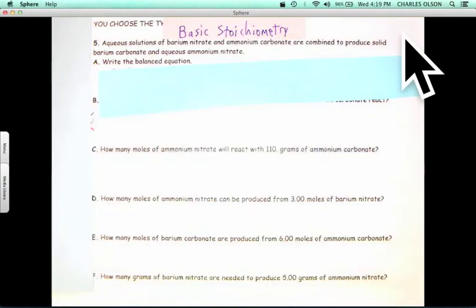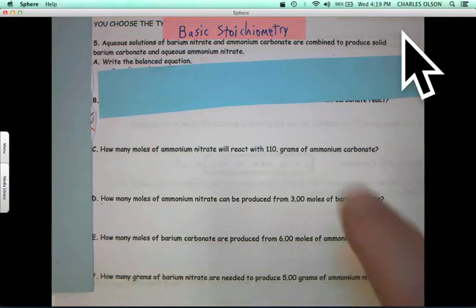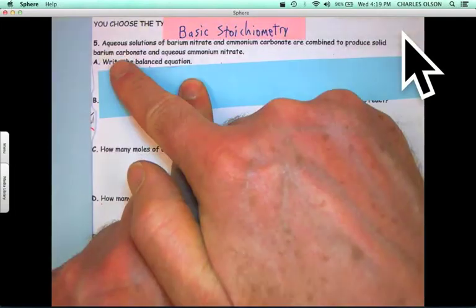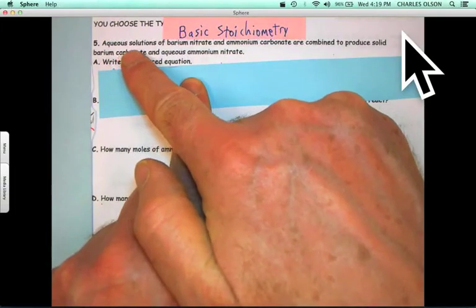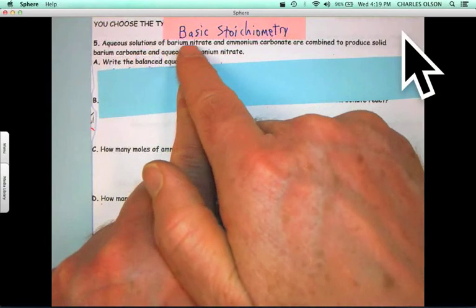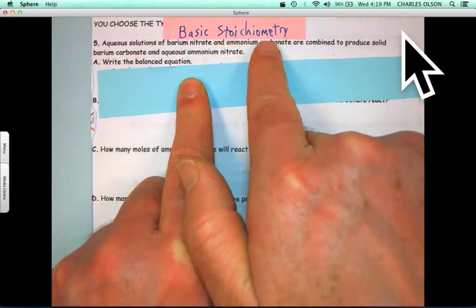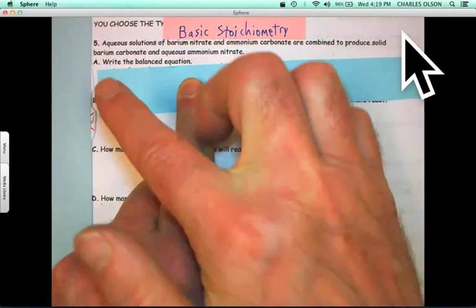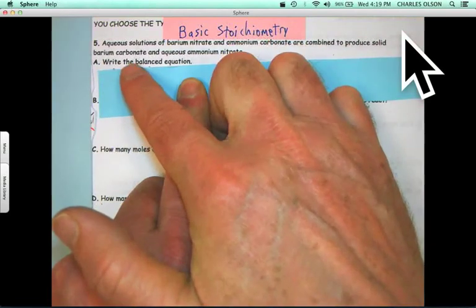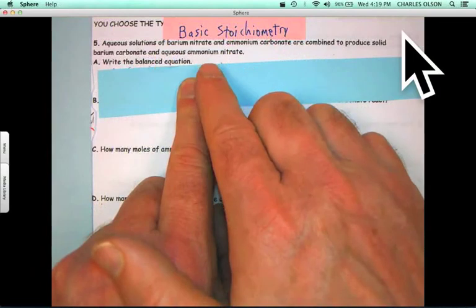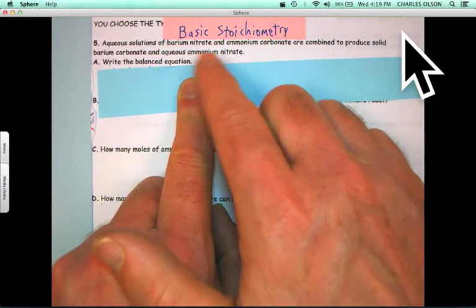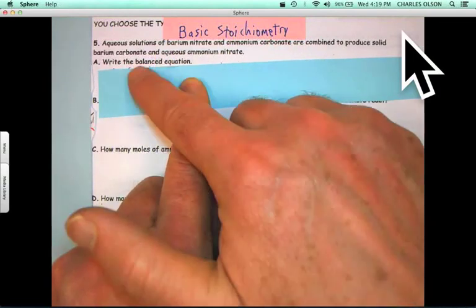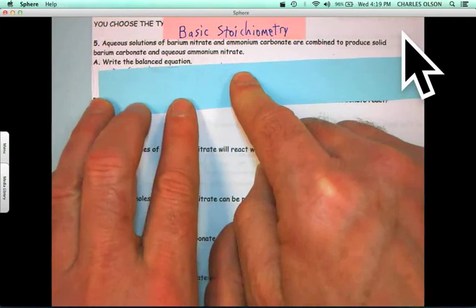Today we're doing basic stoichiometry, question 5. Alright, so here's our worksheet and we are asked, we're given a reaction. Aqueous solutions of barium nitrate and ammonium carbonate are combined to produce solid barium carbonate, that's the precipitate, and aqueous ammonium nitrate. Write the balanced equation. We do need the balanced equation to do stoichiometry.